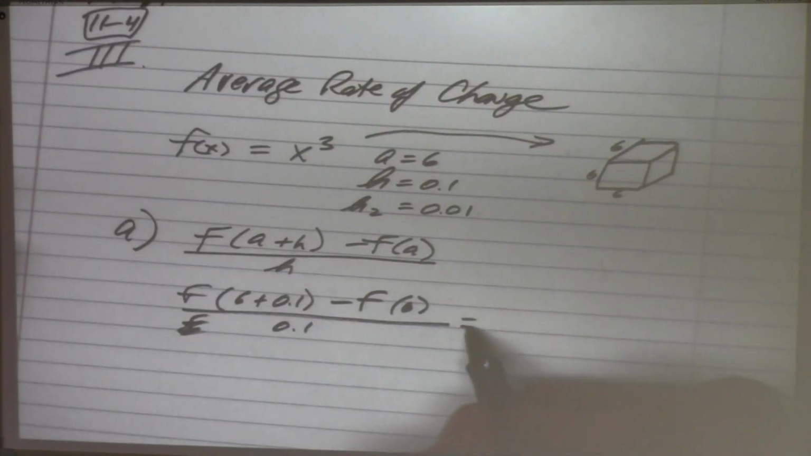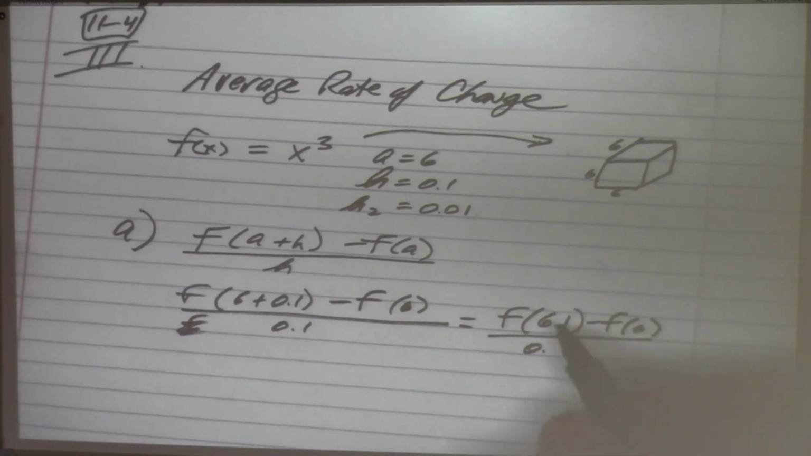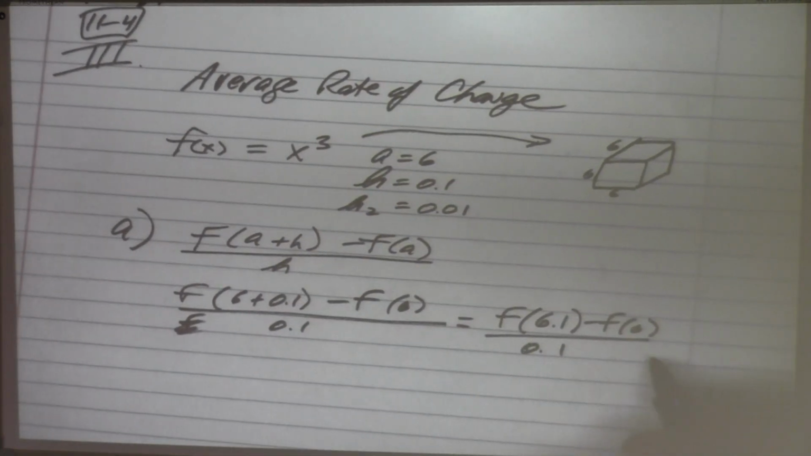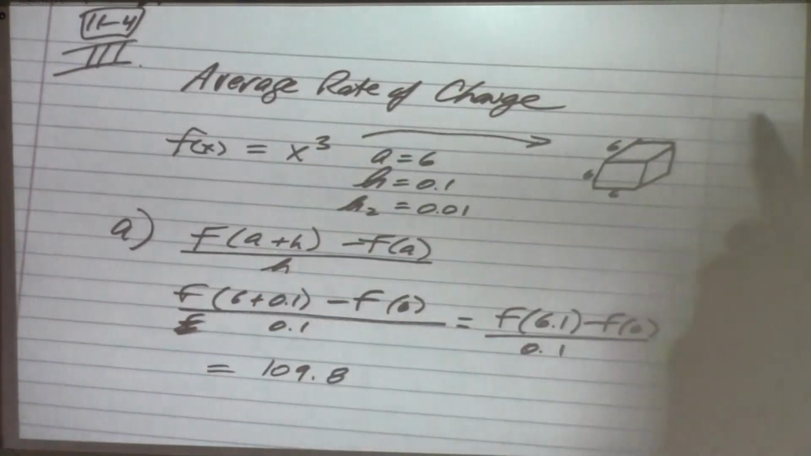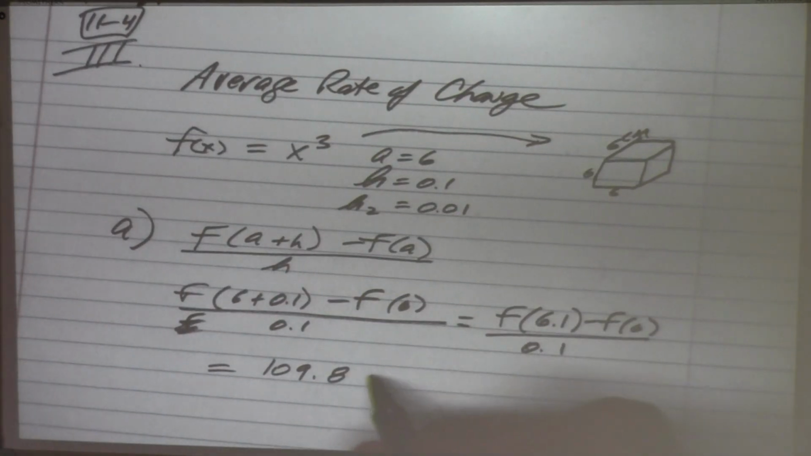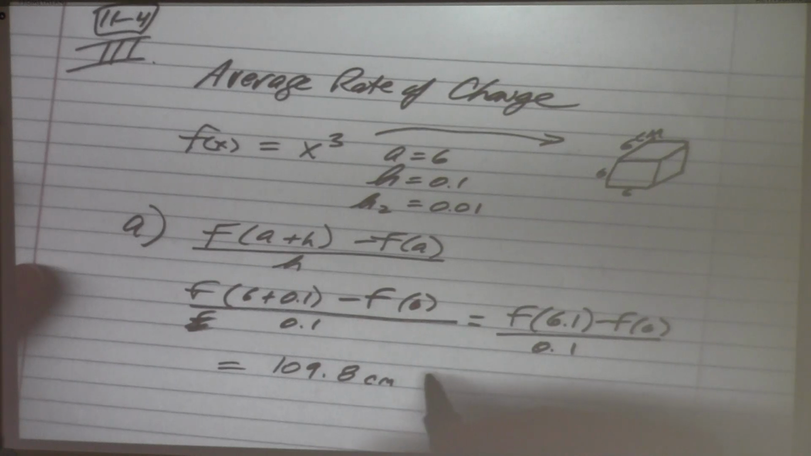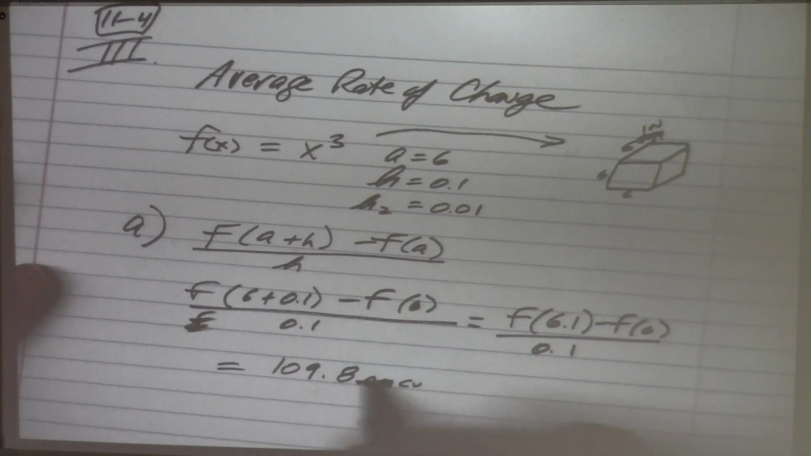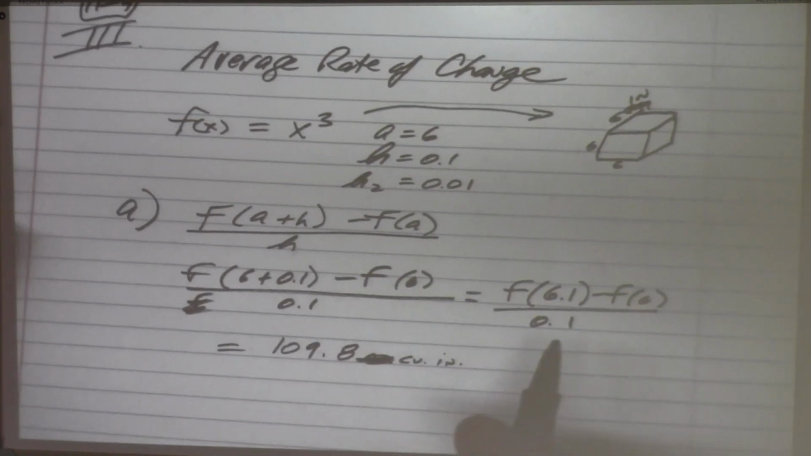So I'm going to calculate it here with the function of 6.1 minus the function of 6 over 0.1. So that means I would put that in there, 6.1 cubed, and then minus 6 cubed, and divided by 0.1, and I will tell you what that comes to. That equals 109.8. Now, I forgot to say, that's inches. I'm looking wrong at my notes. So it's inches, which means it's cubic inches. So the volume increases by that amount between 6 and 6.1.